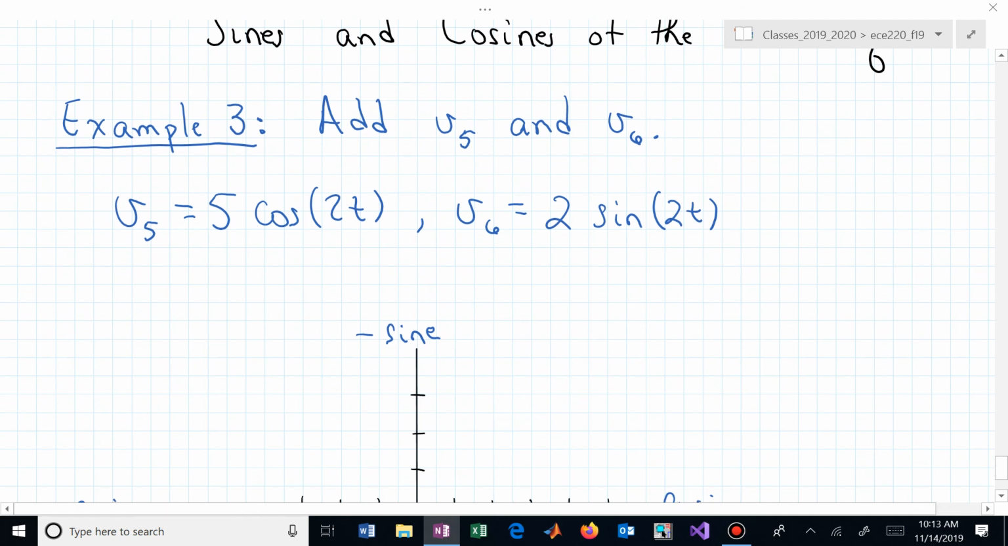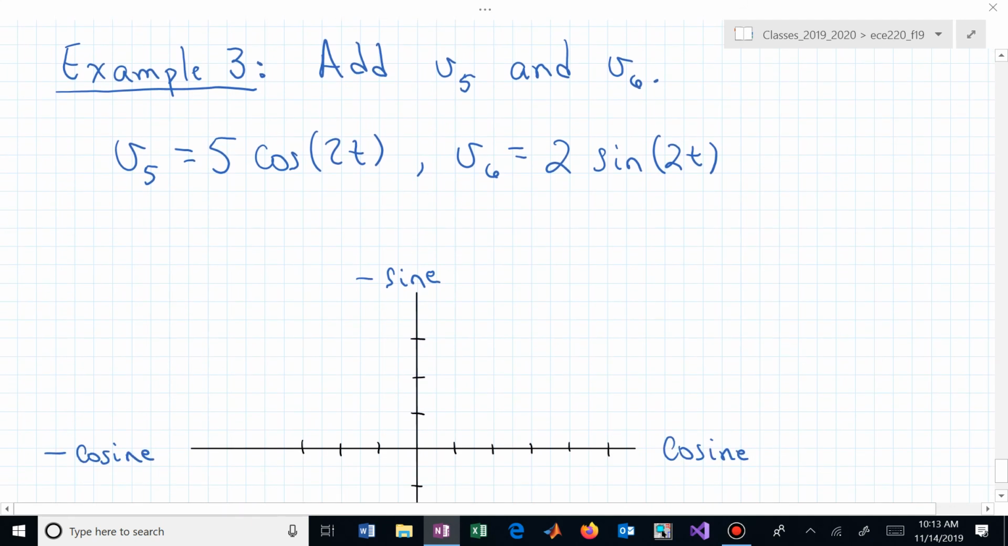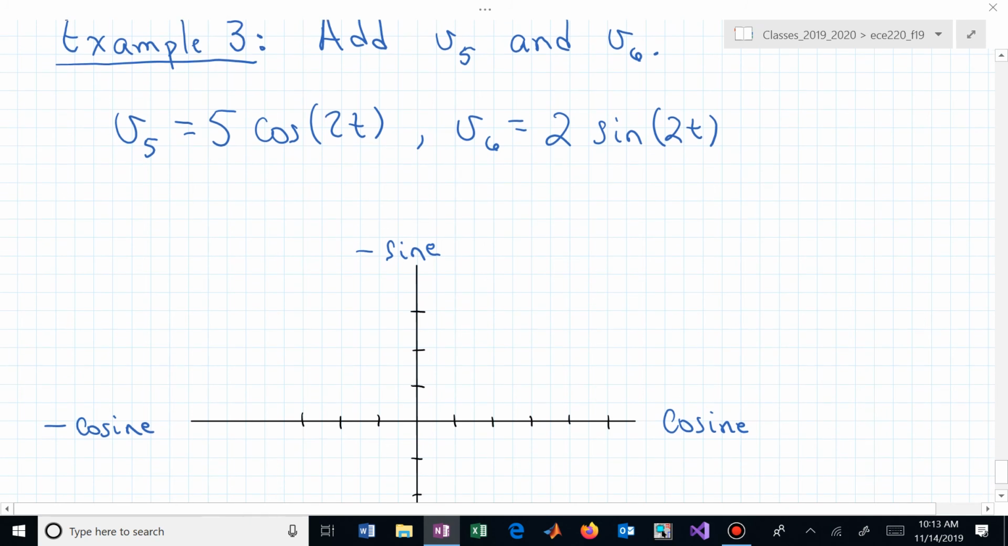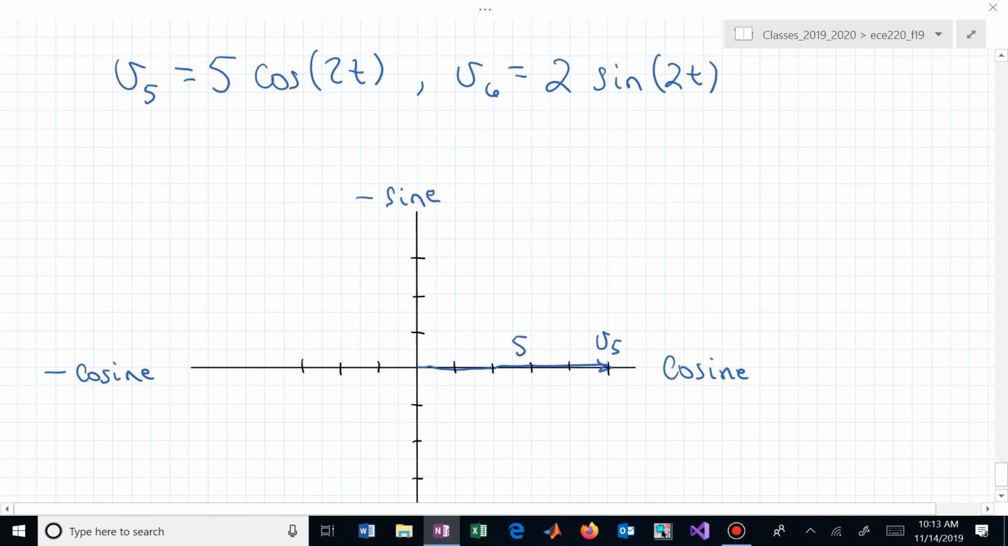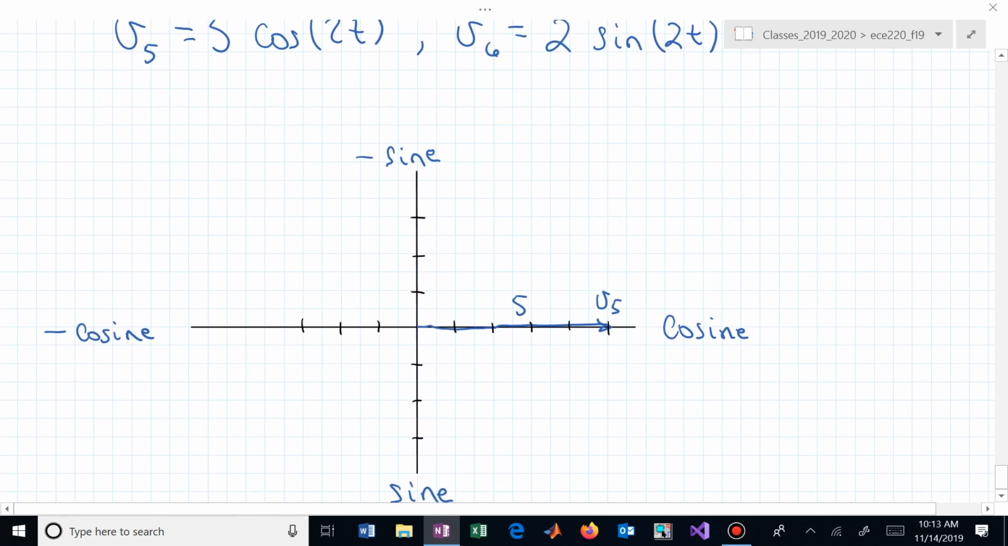Let's add V sub 5 and V sub 6. So V sub 5 is over here. It's in the positive. It's 1, 2, it's right here with a length 5. And V sub 6 is 2 sine of 2t. The omegas are the same. So here is the V sub 6.